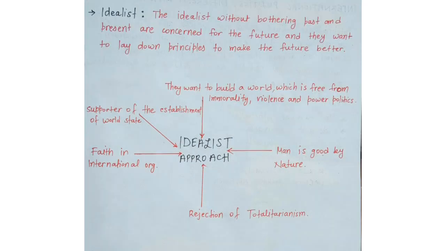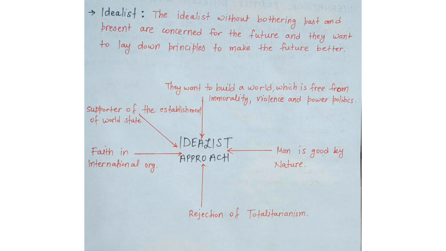Now if we talk about the idealistic approach, this is also very clear from the name itself. But before discussing the idealistic approach, what does it mean to be idealistic? First of all, idealists, without bothering about the past and present, are concerned with the future. They want to lay down principles to make the future better. What happened in the past, what is going on right now, they do not bother about. They are concerned just with the future and its betterment. So they are idealistic.